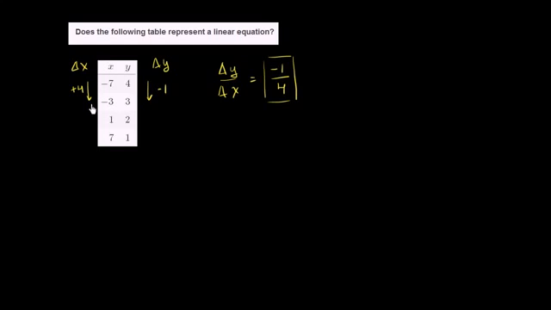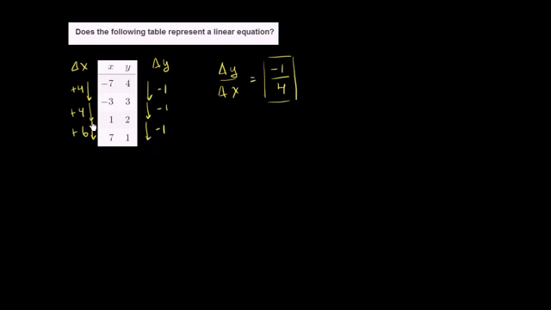So for the next 2 points, when I go from negative 3 to 1, once again I'm increasing x by 4. And once again, I'm decreasing y by 1. So we have that same ratio. Now let's look at this last point. When we go from 1 to 7 in the x direction, we are increasing by 6. And when we go from 2 to 1, we are still decreasing by 1.